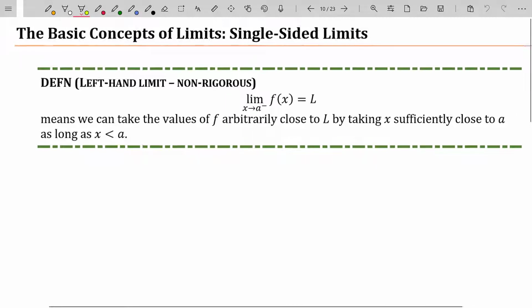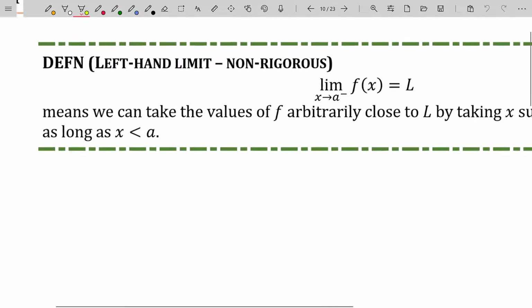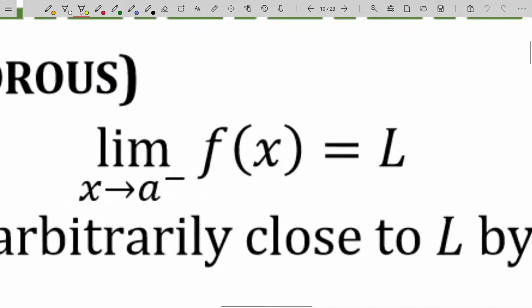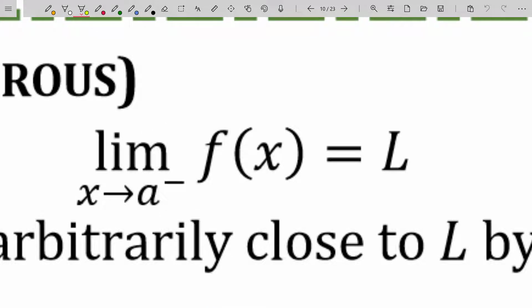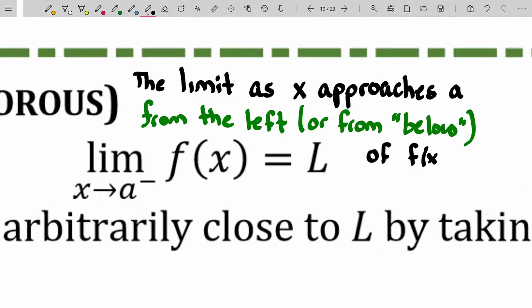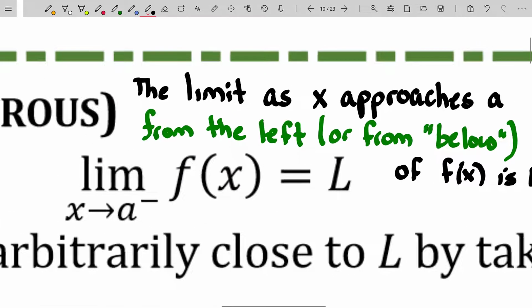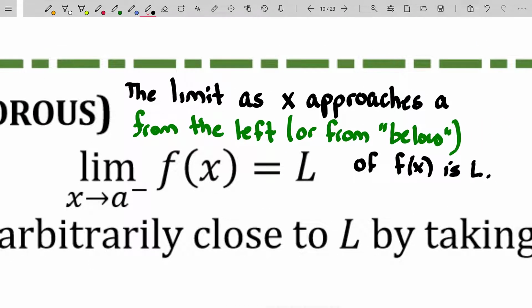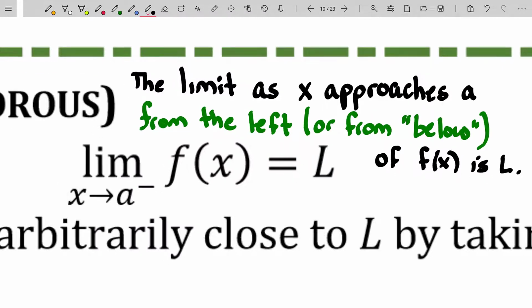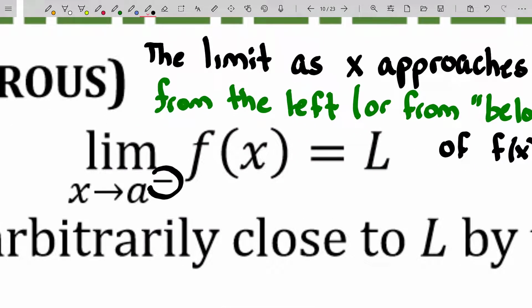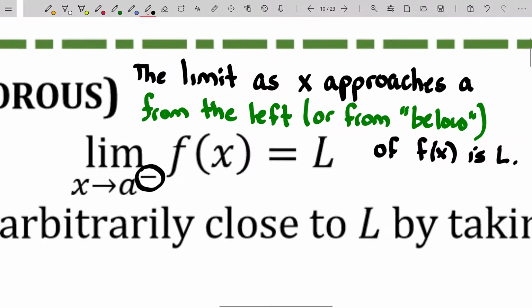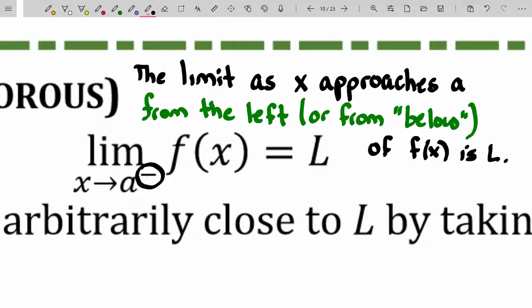So the left-hand limit, or the left-hand single-sided limit, it's this notation right here. You would read it like we did before. In this case, we're going to say that this notation means the limit as x approaches a from the left. That's what this minus sign here means. You're from the left-hand side of a, or what we call below a. So the limit as x approaches a from the left or from below of f of x is L.